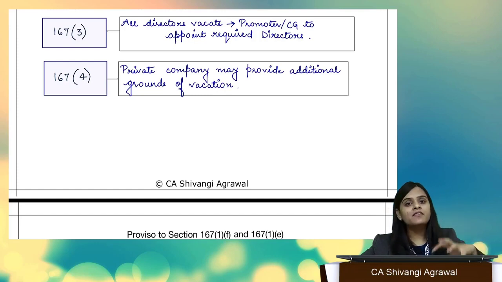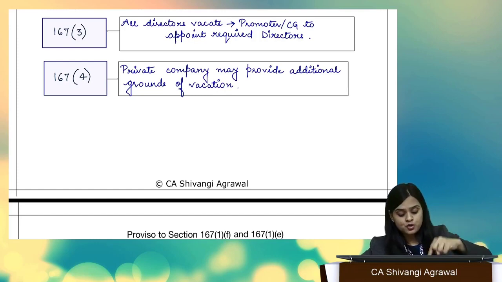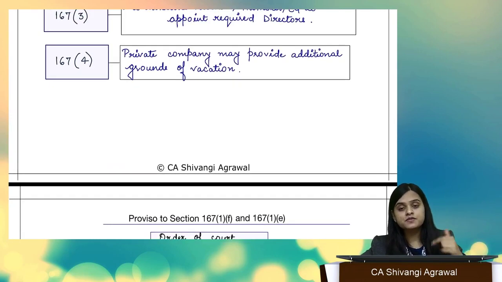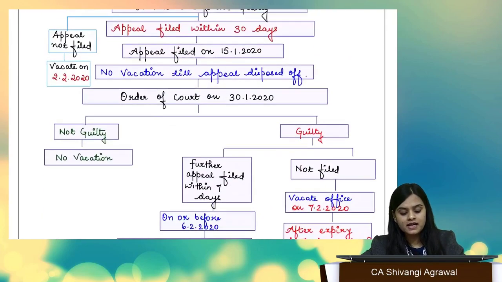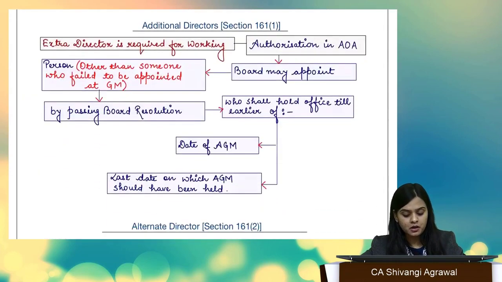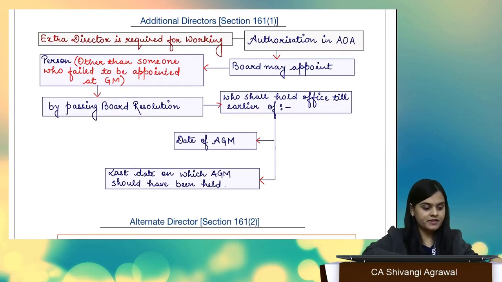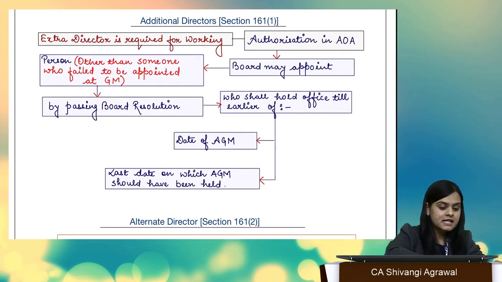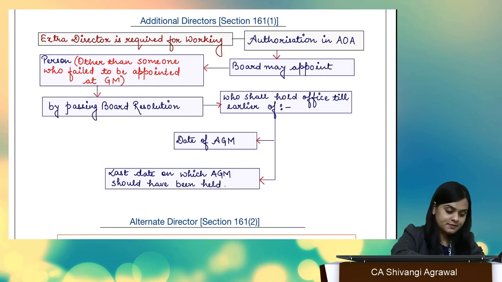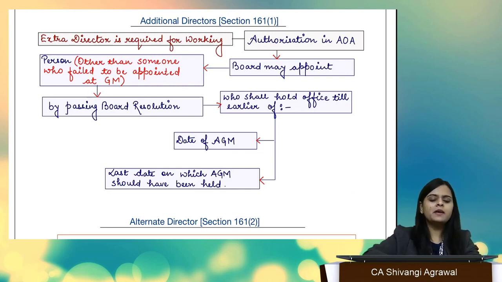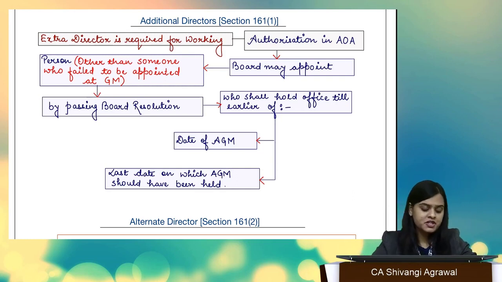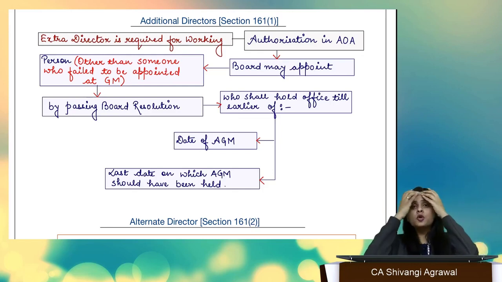Just like a private company has the power to provide additional grounds of disqualification, it also has the power to provide additional grounds of vacation. Okay, fine, ma'am. Now, section 161. A very important section, even from an examination point of view. It is divided into 4 parts and you have to remember all 4 subsections.